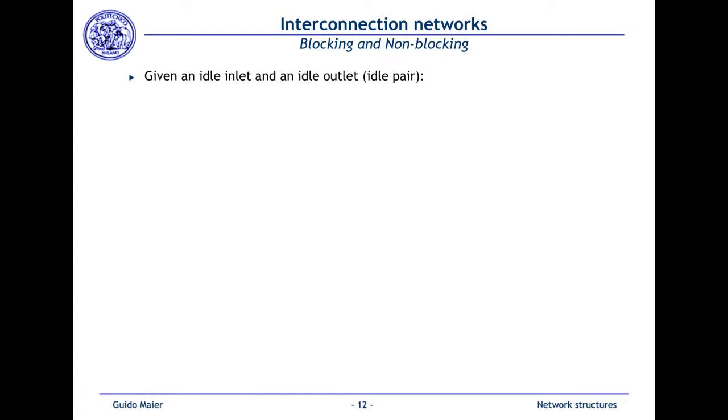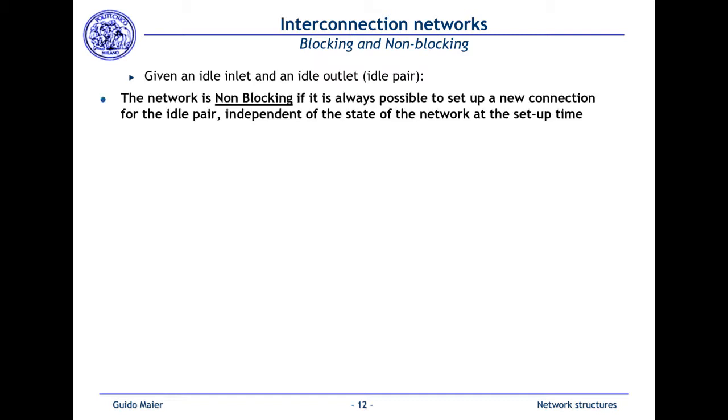So now, this was the first property. Now we are going to talk about the second property that concerns blocking, and this is more complicated. Interconnection networks may be divided into two categories in terms of blocking functionality: blocking and non-blocking networks. Let us consider an idle inlet and an idle outlet, so an idle inlet-outlet pair. The network is defined non-blocking if it is always possible to set up a new connection for the idle pair. And this is independent of the state of the network at the setup time.